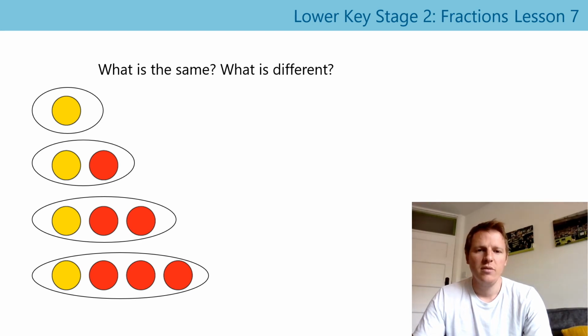Let's look at the next image. Again, can you tell me this time, what is the hole and what are the parts? Hopefully you said the hole is 4 counters. What's the same? There's still 1 yellow counter. What's different this time? There's 1 more red counter. There were 2 counters. Now there are 3 red counters.